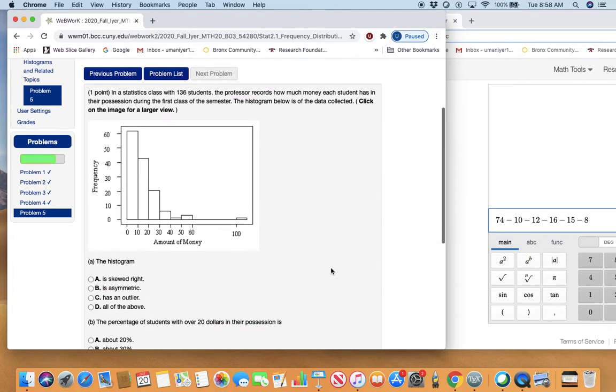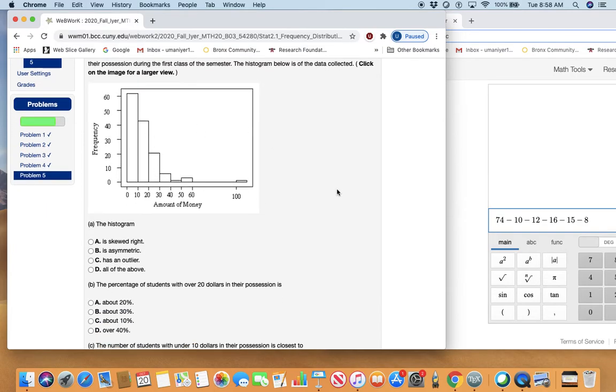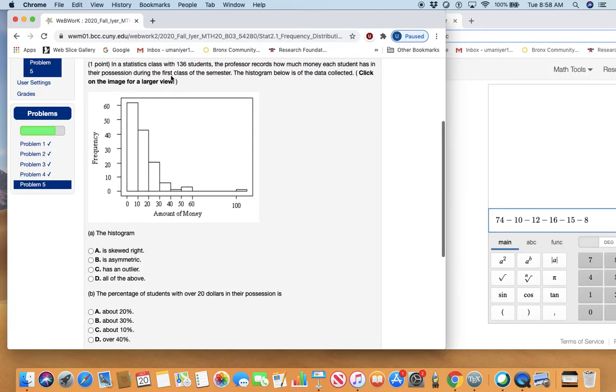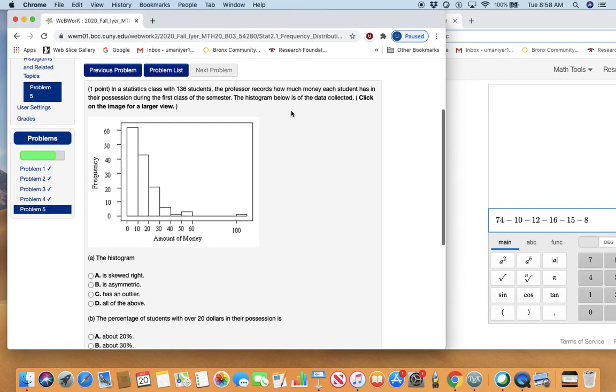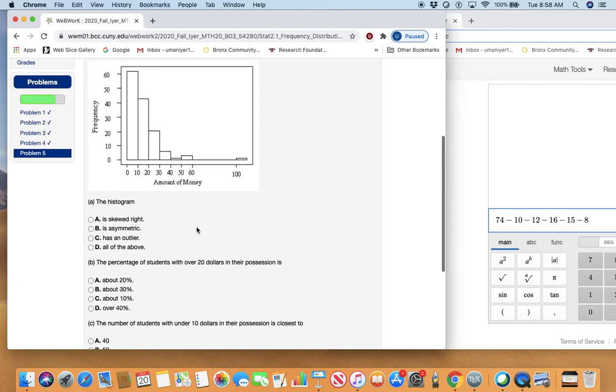Good, everything is correct. Next problem. Okay. Here we have 136 students. The professor records how much money each student has in their possession during the first day of class. So here is a histogram, all right? Is this histogram skewed right? Is it asymmetric? Click on the image for a larger view. They are asking us to choose only one. It is asymmetric. It has an outlier. That is also true. All of the above. That's correct. I would say it's all of the above.